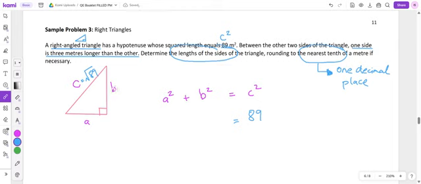Okay, now we're talking about the other two sides. Second sentence, between the other two sides, one side is 3 meters longer than the other. So if I make one of the sides equal to X and the other side is 3 meters longer, what do I say? It's not 3 times as long. It's just 3 meters longer. So it's X plus 3. Okay, I think I'm ready to start.